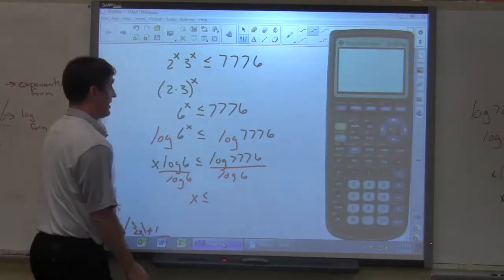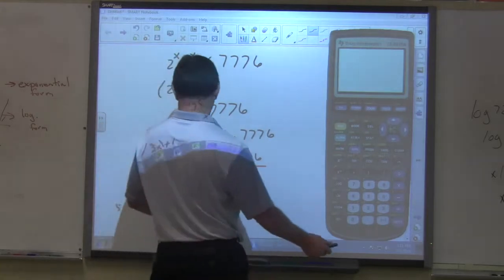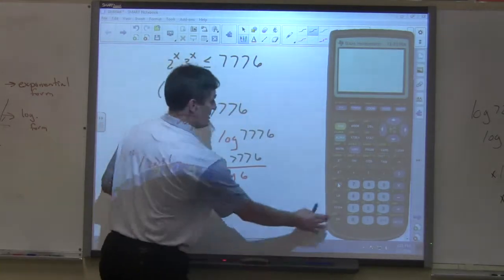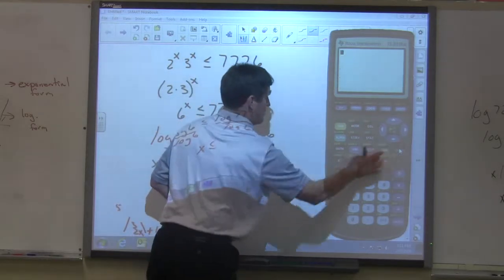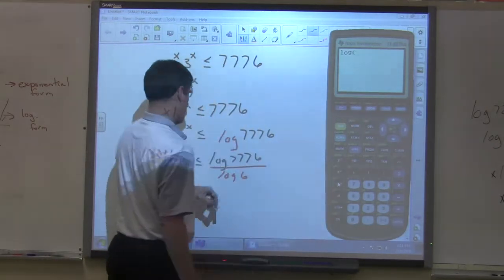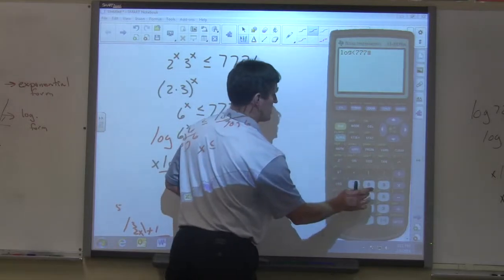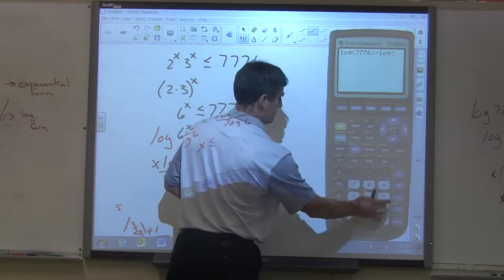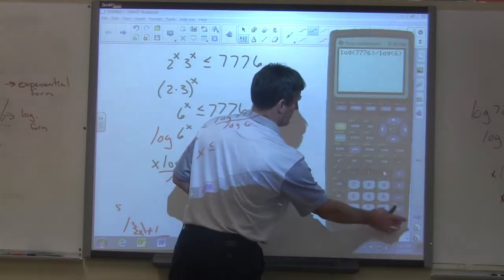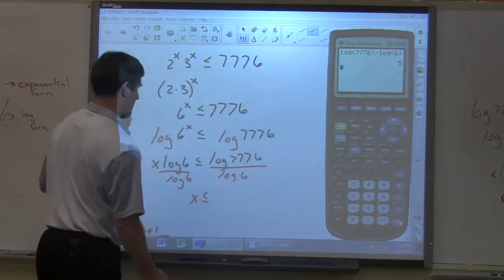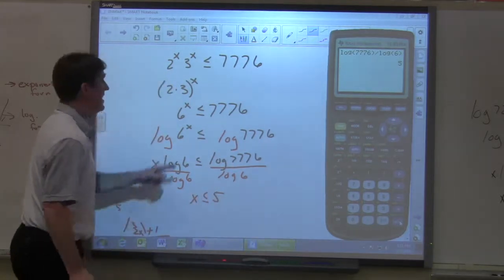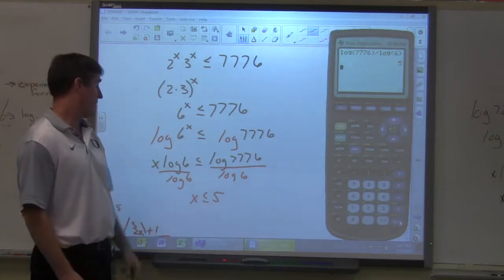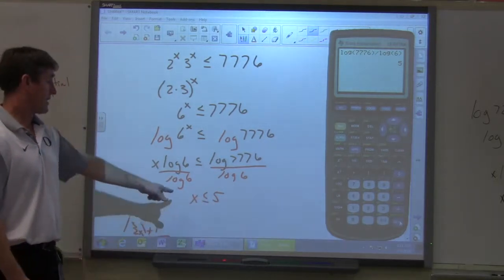and then we just go to the calculator. And we take log 7,776 divided by log 6. And the answer is 5, and so x is less than or equal to 5. Since x is in the exponent, it can include negative numbers, so we can go ahead and leave that as x is less than or equal to 5.